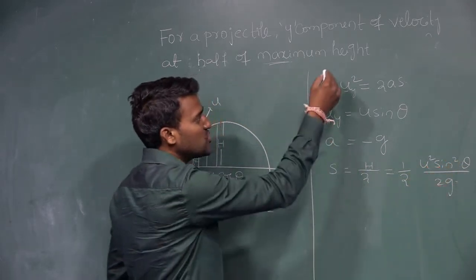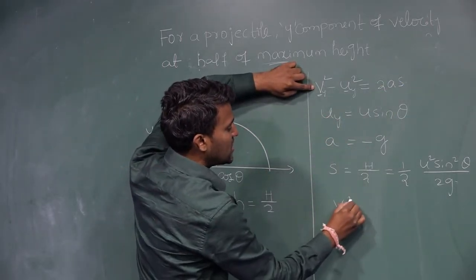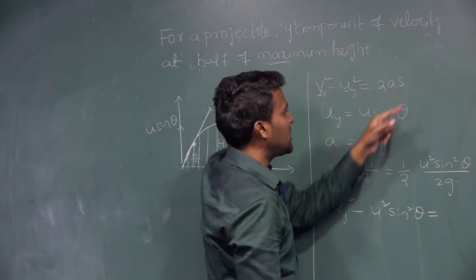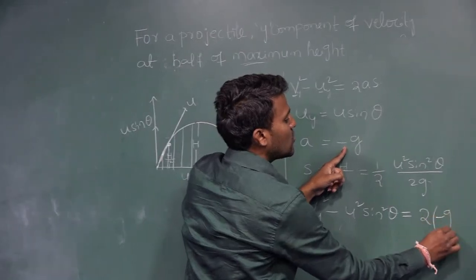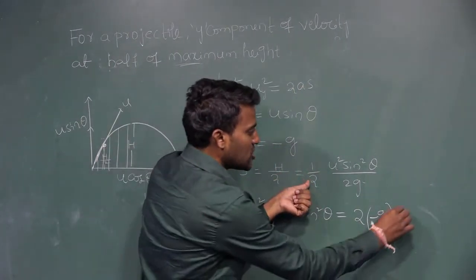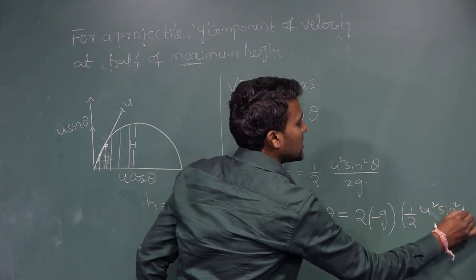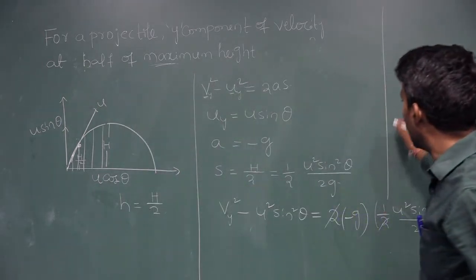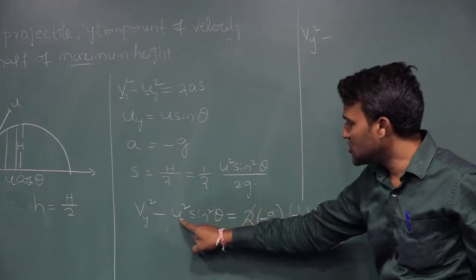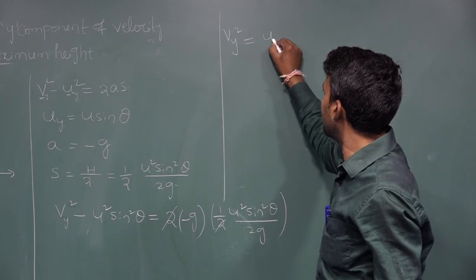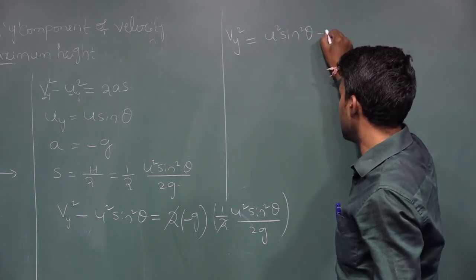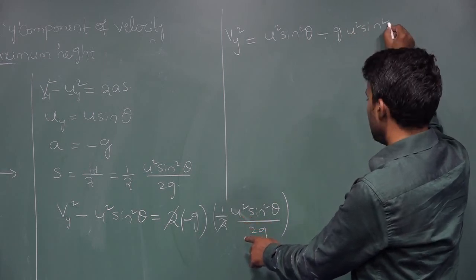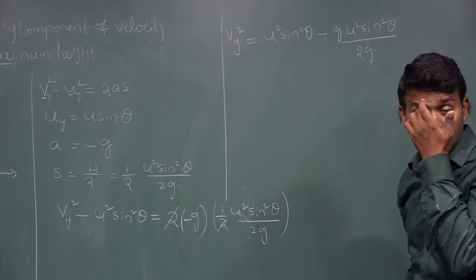So s is equal to, I am writing, substituting those equations: vy square minus uy square, which is u square sin square theta, is equal to 2 a s. Here a is equal to minus g, and s is equal to one by two times u square sin square theta divided by 2g. Okay, fine, the 2 gets cancelled. Then you can write vy square, and taking u square sin square theta to the right side, plus u square sin square theta, and here there is a minus, so minus g into u square sin square theta divided by 2g.